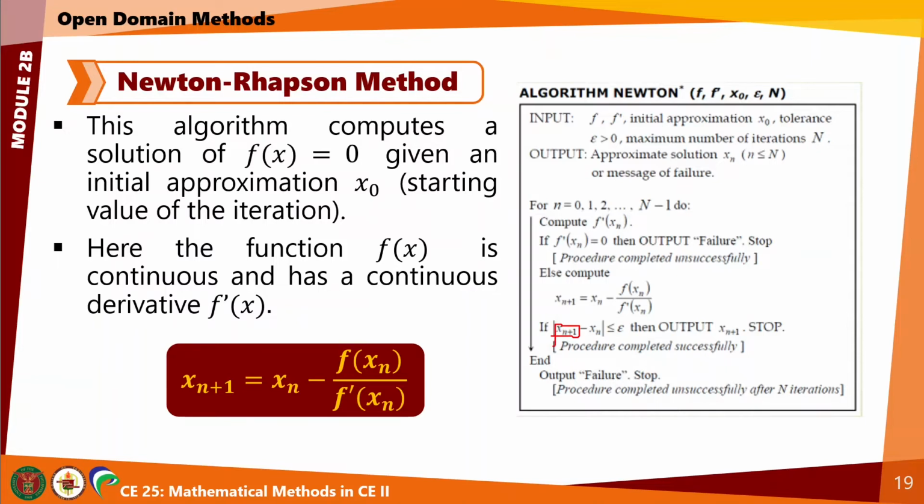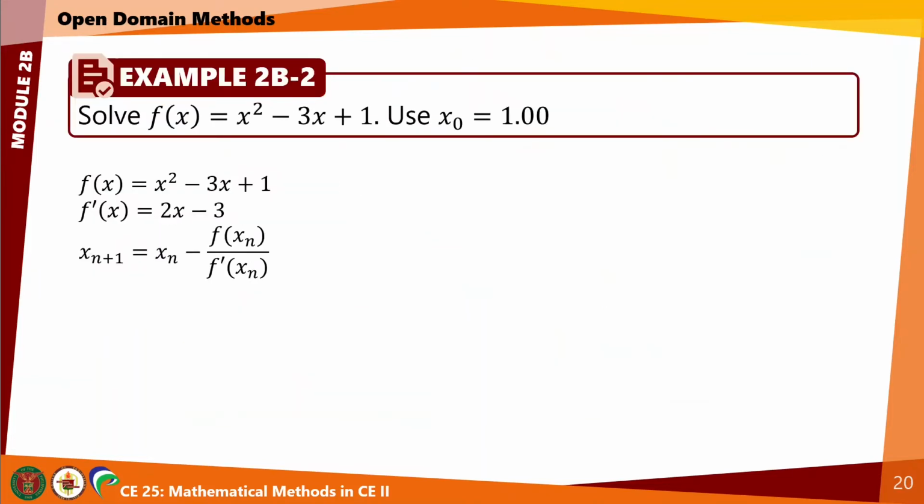Pero kung hindi niya pa rin na-achieve kahit tapos niya na yung n iterations, ito yung papakita niya. Failure din, kasi after n iterations, di pa rin siya nag-converge. Okay, so ito yung algorithm niya for Newton-Raphson. Apply lang natin sa isang example. We have x squared minus 3x plus 1. Ito rin yung example kanina sa fixed point iteration.